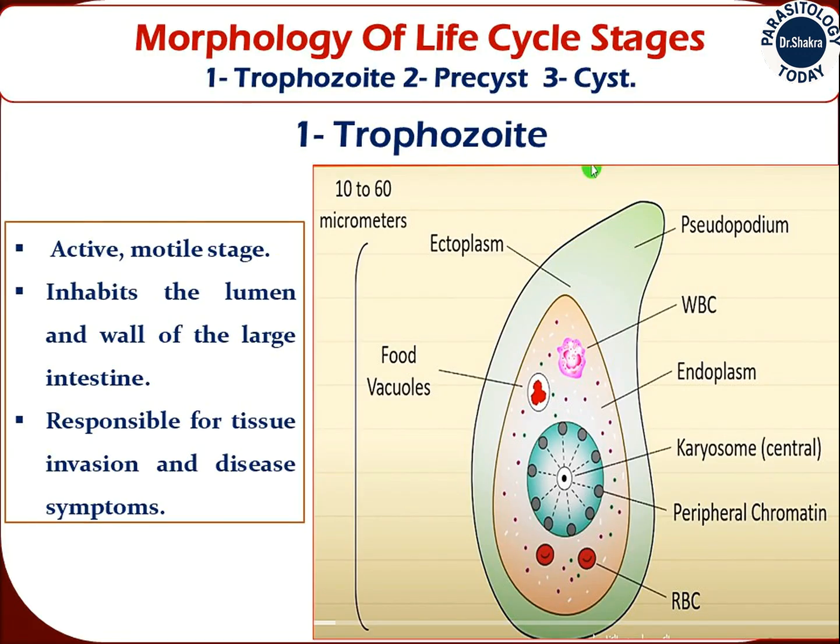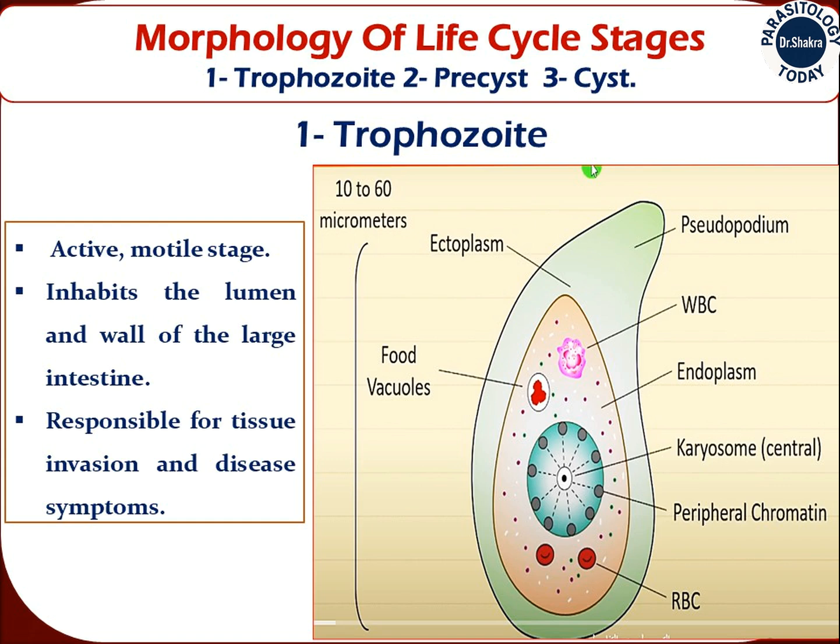The life cycle of Entamoeba histolytica involves 3 key stages: trophozoite, precyst, and cyst. Each stage has distinct morphological and functional characteristics. 1. Trophozoite stage.